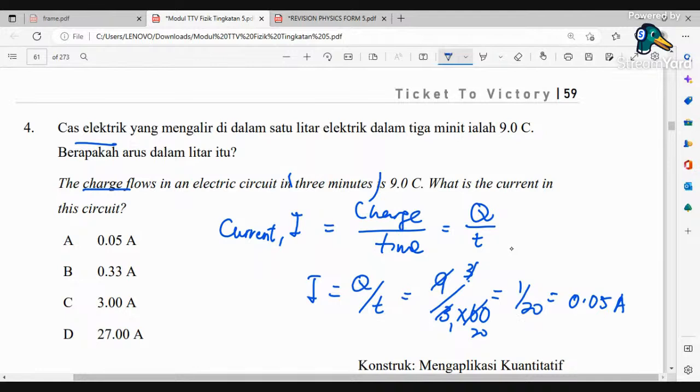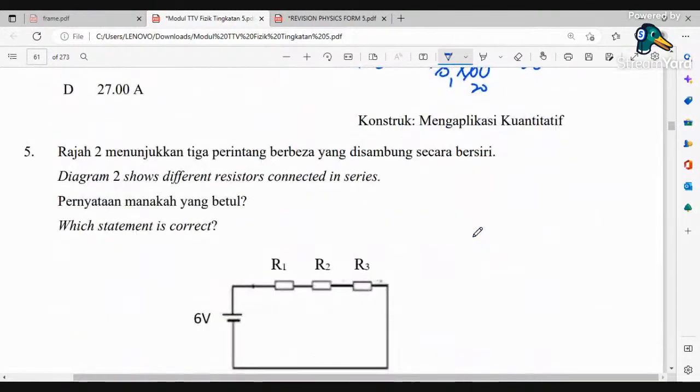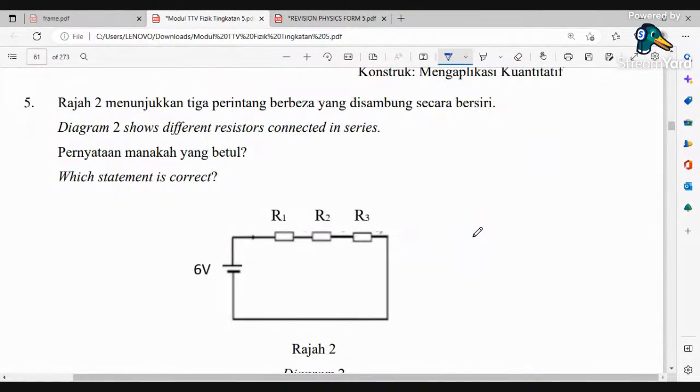Okay, answer should be okay. Remember, unit must be careful. Time must be in second. So that you get the unit for current is 0.05. Okay, number 5.